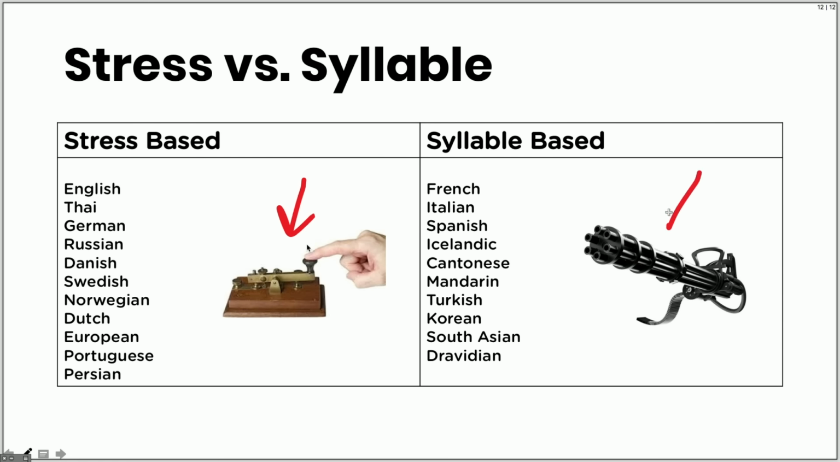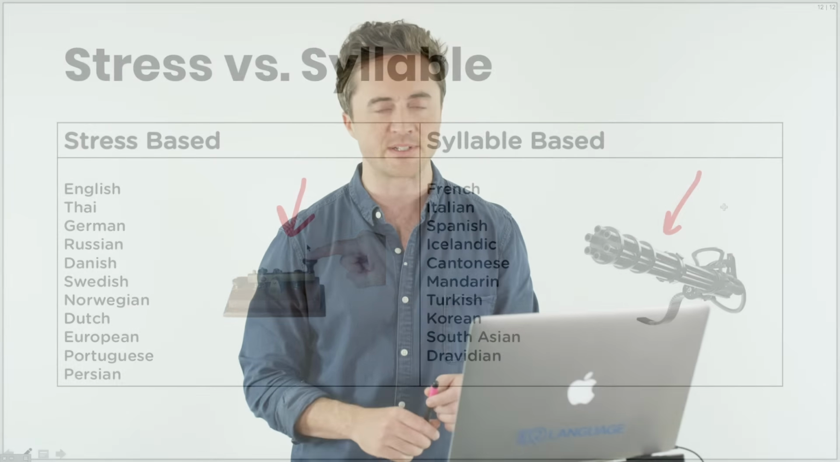Other languages are like machine gun languages. They're just like that. Okay? And if you come from one of these machine gun languages, you're going to have a lot of difficulty moving over to using the Morse code type of style of word stress. And again, especially those South Asian speakers and Dravidian speakers.